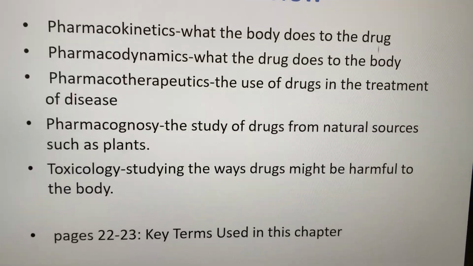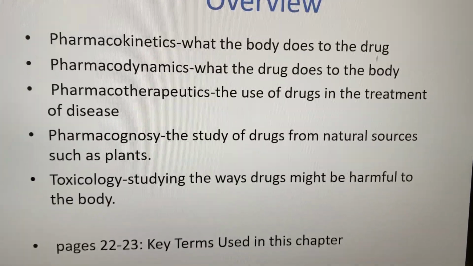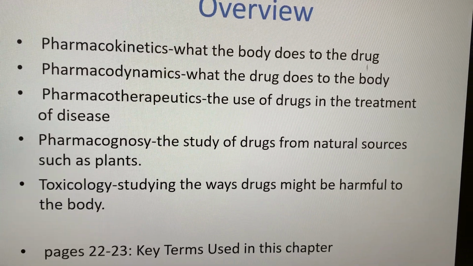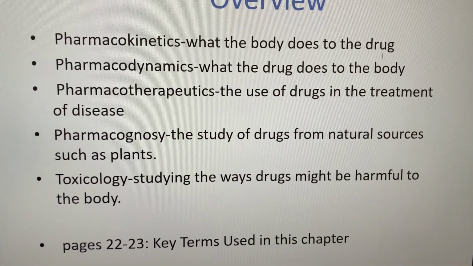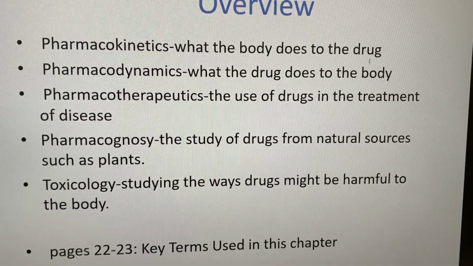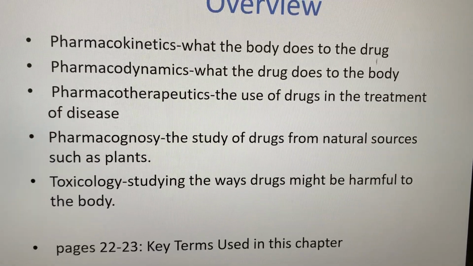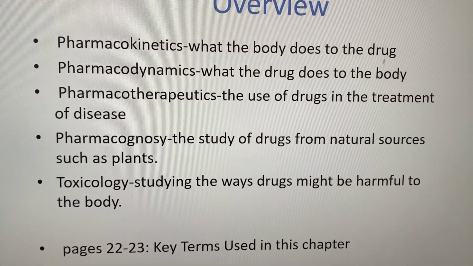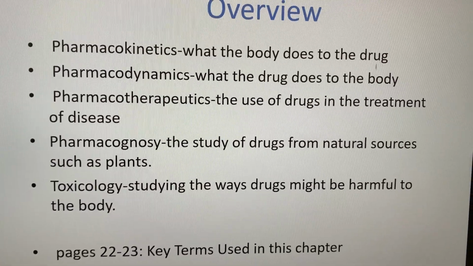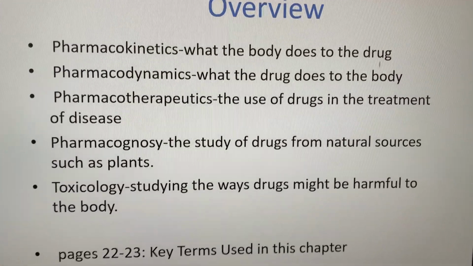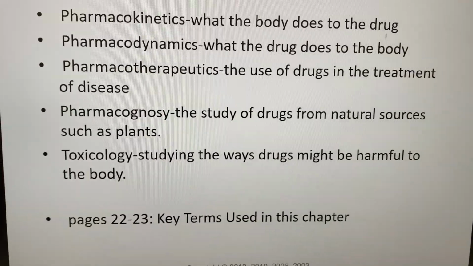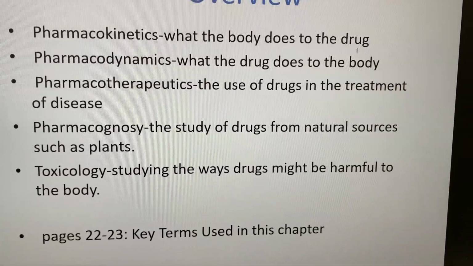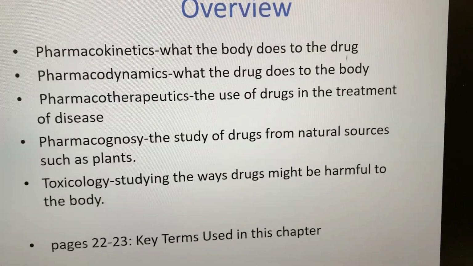And then toxicology studies the ways that the drugs might be harmful to the body. It's sort of the study of poisons. And we've all heard that whenever there's a suspicious death, they usually will draw labs for toxicology to look at what the person might have taken into their body or had administered into their body.